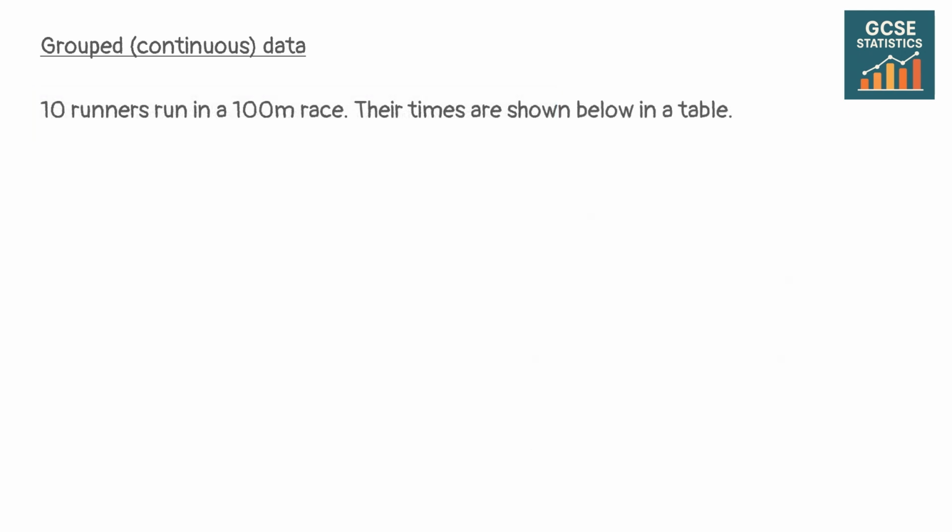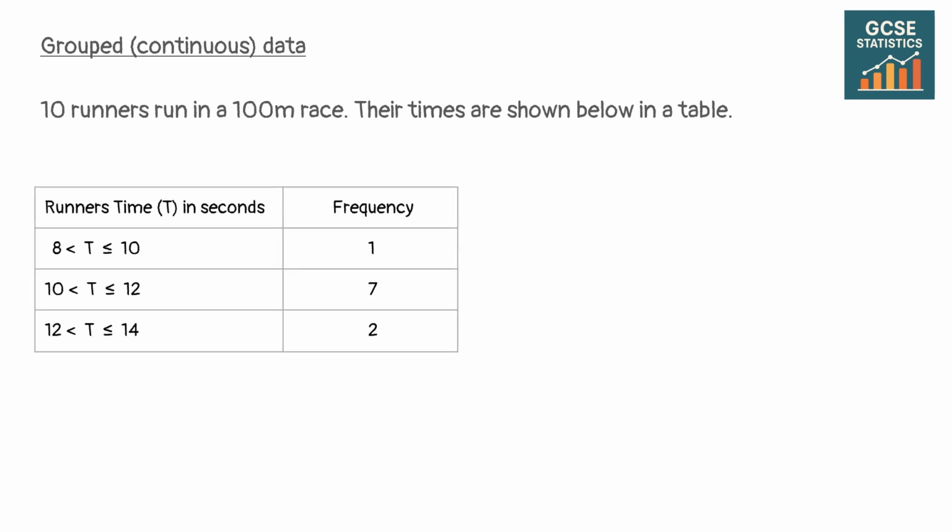10 runners run in a 100-meter race. Their times are shown below. By the way, this isn't a question, just an explanation. We have what we call a grouped continuous frequency table. Just call it a grouped frequency table. It sounds ridiculous. The left-hand side column has equal intervals of 2: 8 to 10, 10 to 12, and 12 to 14. I'm going to choose 10 to 12, this one, to explore in more detail.